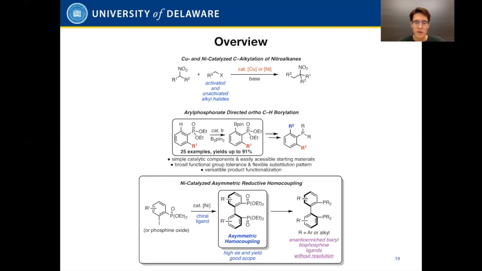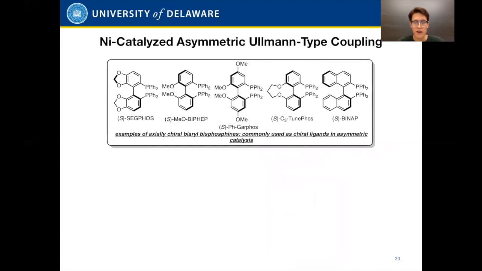The last project I'll be discussing is our most recent publication on the nickel-catalyzed asymmetric reductive homocoupling of aryl halides. Now, axially chiral biaryl bisphosphines are widely used as chiral ligands in asymmetric catalysis. And as shown in the box are several examples of these chiral ligands.